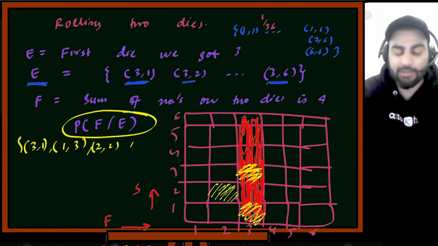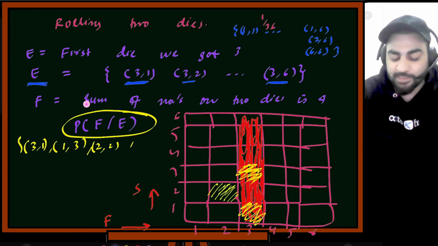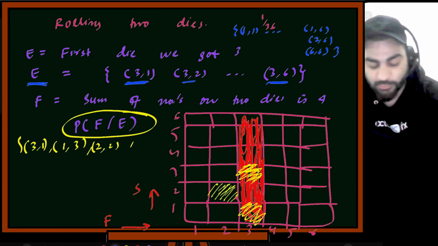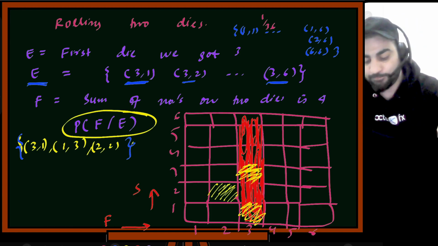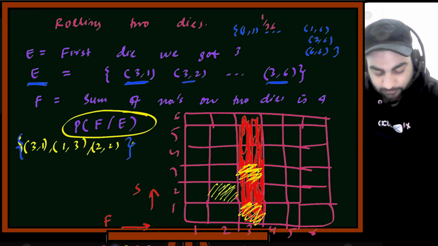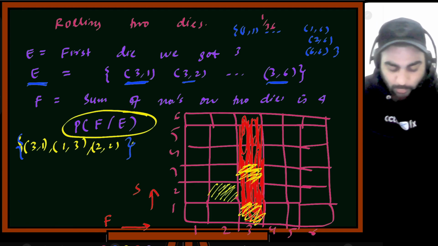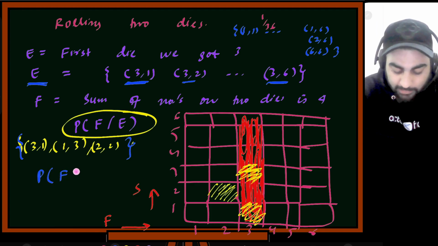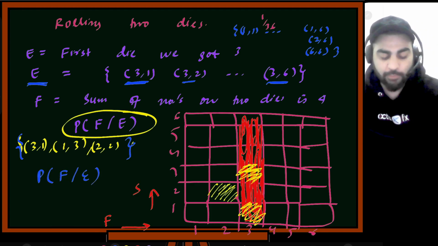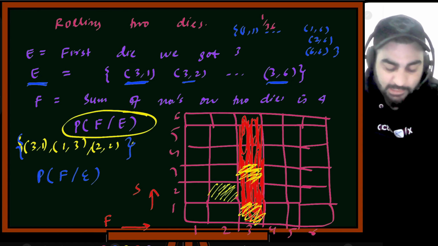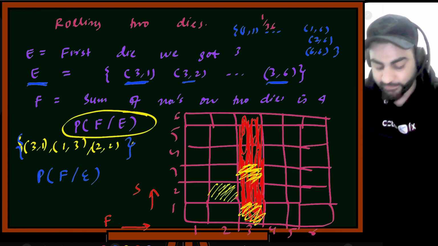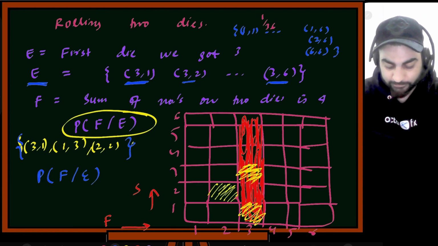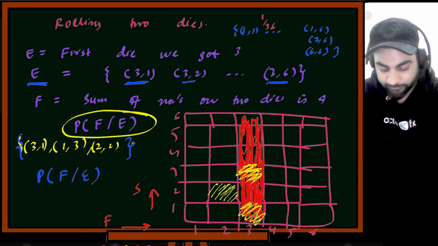Now the second event that I said is F. F is the sum of the numbers on the two dice is 4. So for that, this is the sample space: 3 1, 1 3, 2 2. So now the question asked is the probability of F given E. The probability of getting a sum of two dice as 4, given that on the first die we got a 3. 1 by 6.